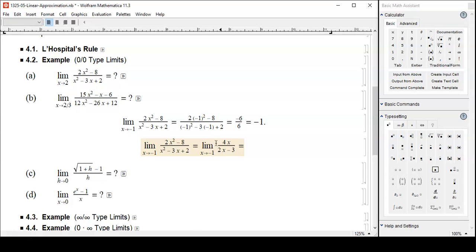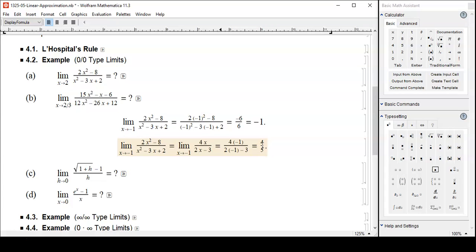So if I plug in x equals -1 now, I'm going to get something different. This is, let's see, -4 over -2 minus 2, so -5. So this is 4/5. Something different. This is the wrong answer.